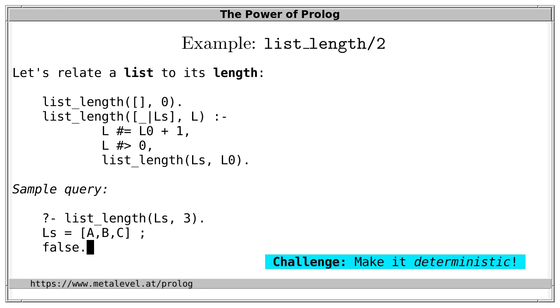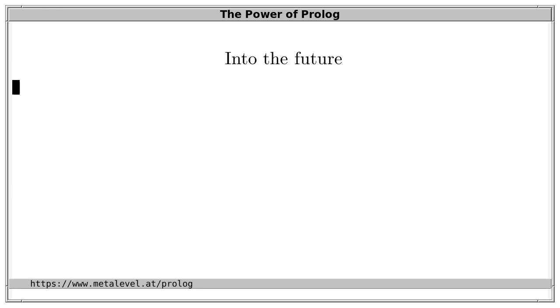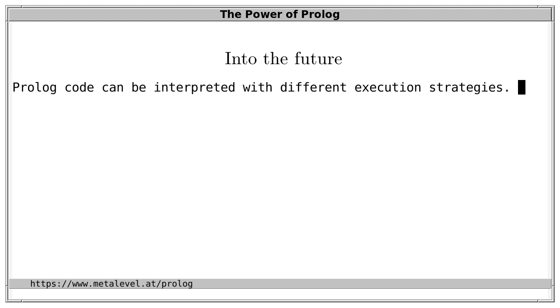And we can improve the program even further by making it deterministic, so that no redundant choice points remain. And I leave this as a small challenge. Now, why are these methods of reading Prolog code important? Well, Prolog code can be interpreted with different execution strategies. And some of these strategies are only now becoming widely available.